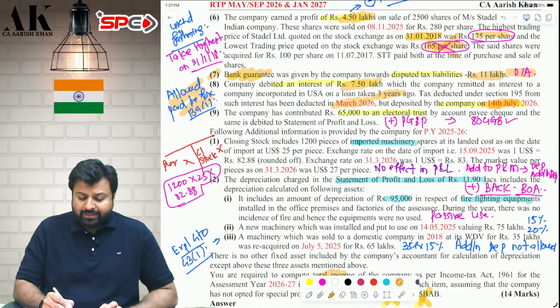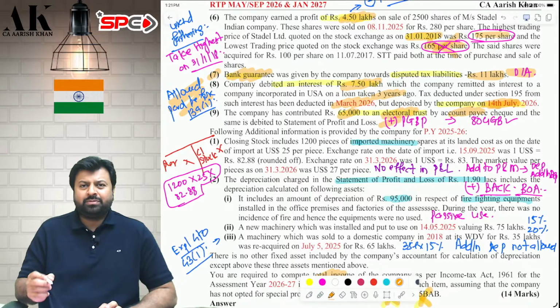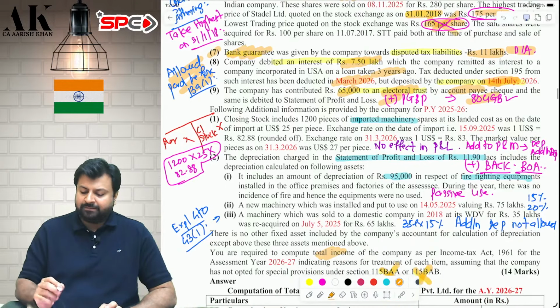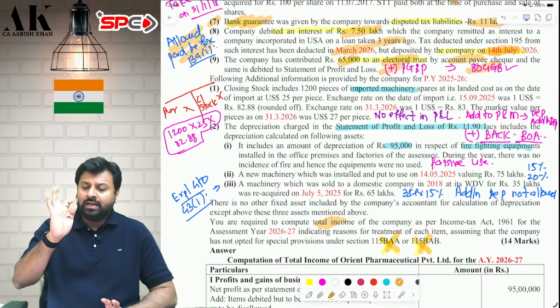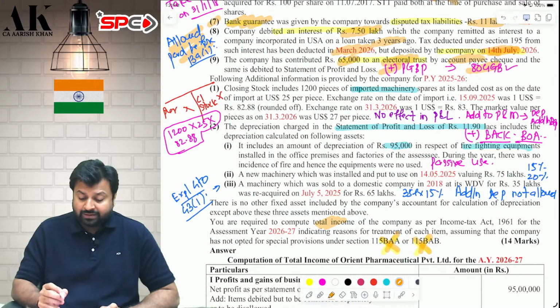Next one, the company has contributed 65 lakhs to an electoral trust by account payee cheque. So add to PGBP, and the donation given to the electoral trust will be allowed as a deduction under 80GGB. I hope it is clear to all of you. Now the next adjustment is a very, very intelligent and very good adjustment. Be very careful with this adjustment.